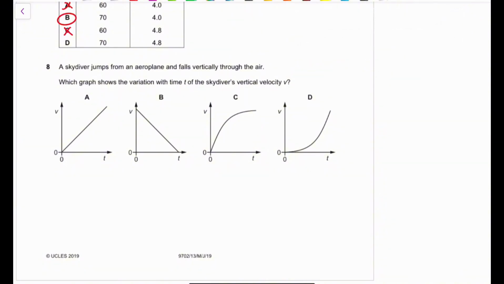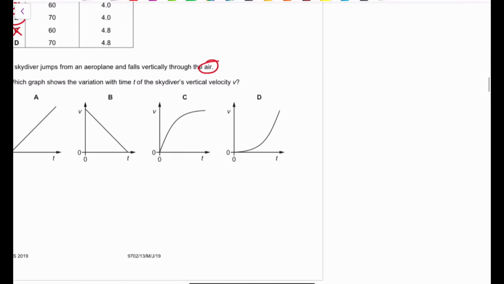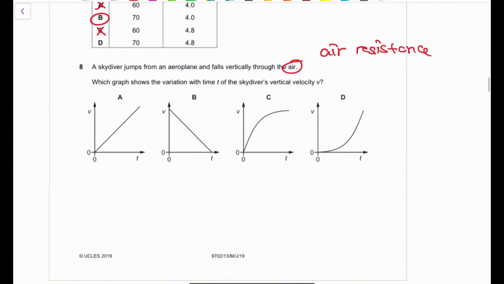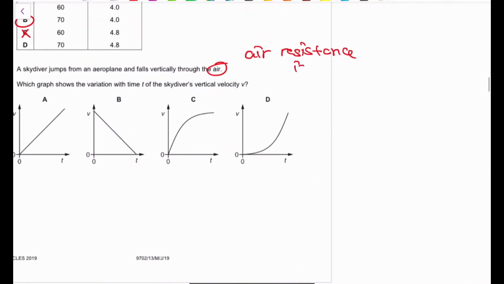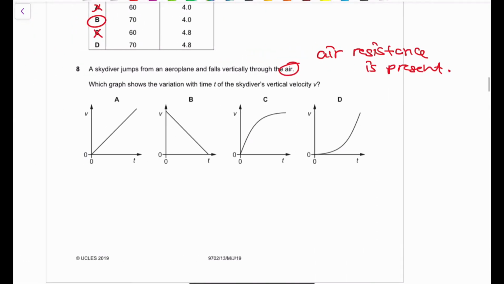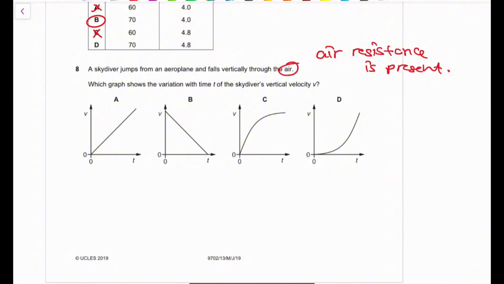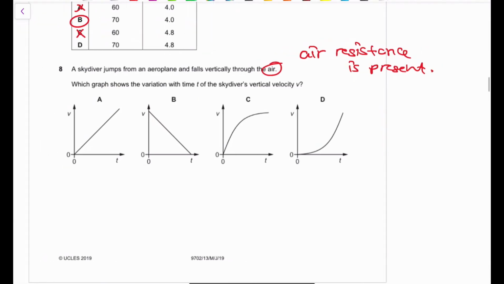But the most important thing that I want you to note is where they say they're falling through the air. Whenever you hear the word air, they're basically implying air resistance. So air resistance is going to be present whenever something falls in air, right? And the effect of air resistance is that it increases as the velocity of the skydiver increases. So as the skydiver moves with a higher velocity, the air resistance is going to increase.